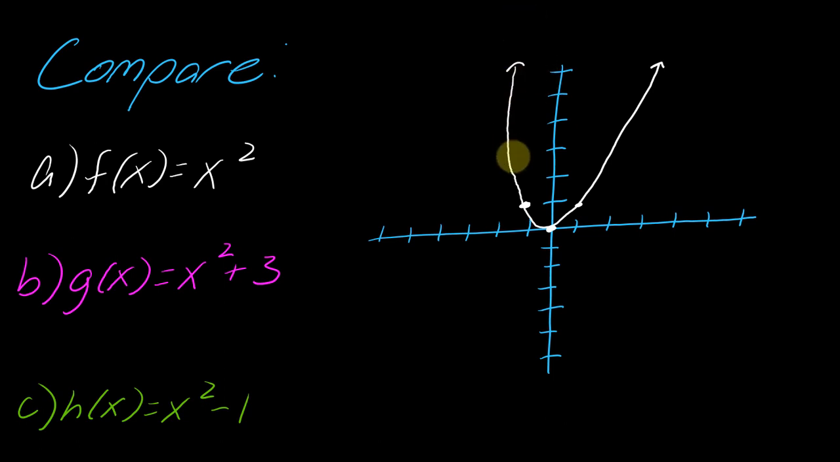So first I have just x squared. This is kind of where we're starting. And now what I want to see is what happens when I have x squared plus 3. I'll show you. Okay, so here's x squared plus 3.